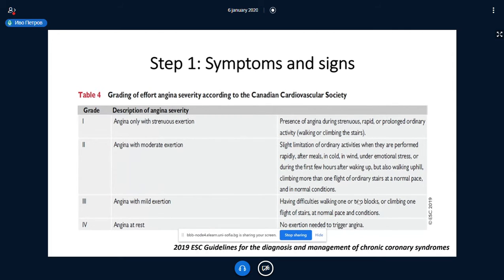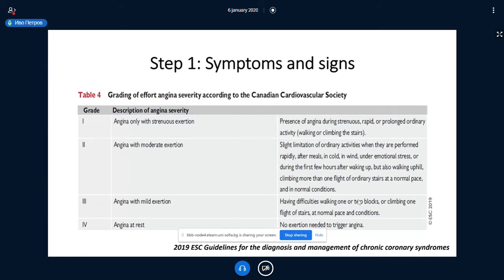Depending on the level of the exercise that the patient is exerting before receiving chest pain, we have in fact angina with strenuous exertion. This is the presence of angina during running, rapid walking, prolonged ordinary activity, and so on. So more than usual exercise, much more than usual.